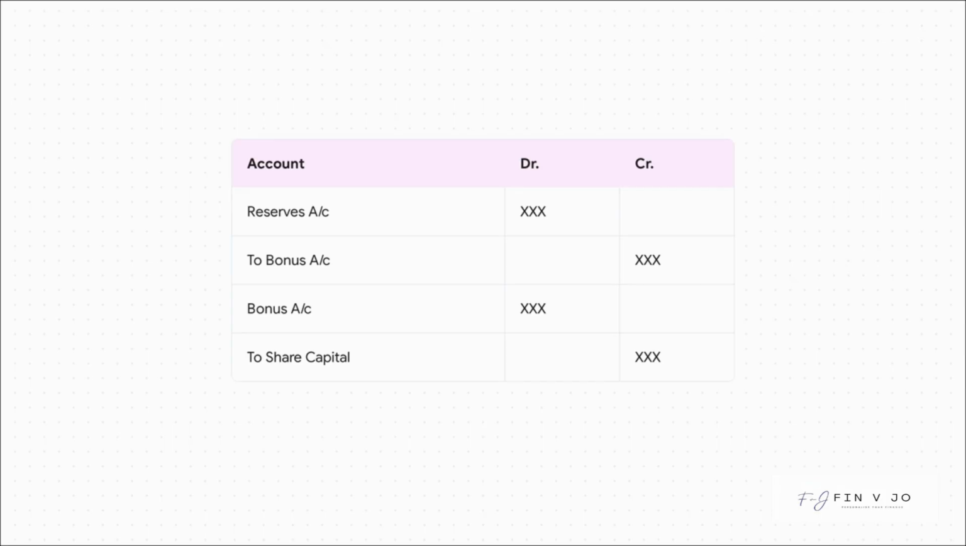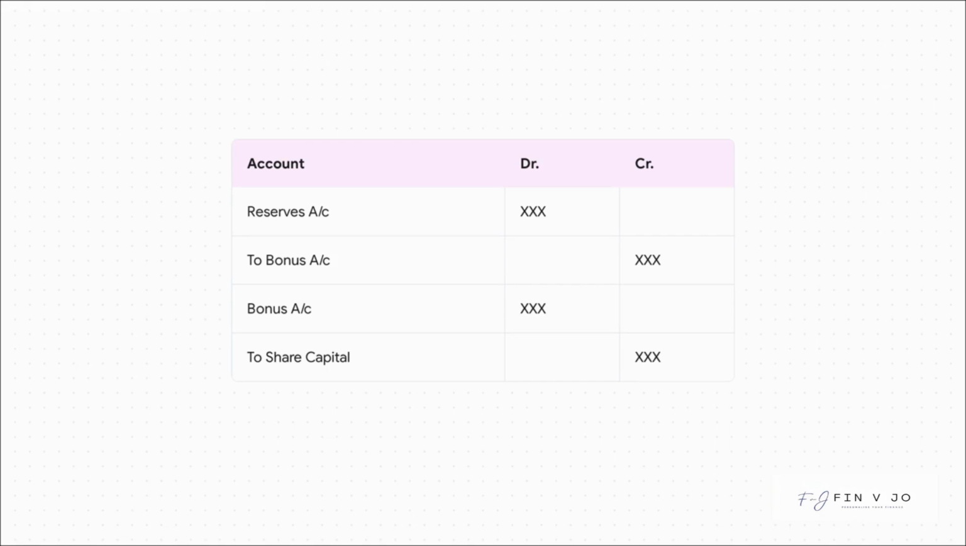So you're going to see a debit to the capital redemption reserve account, or a debit to the securities premium account, or the general reserve. And then we credit a temporary holding account called the bonus to shareholders account. We've essentially just moved the value out of the reserves. Then, step 2 is the actual issue.